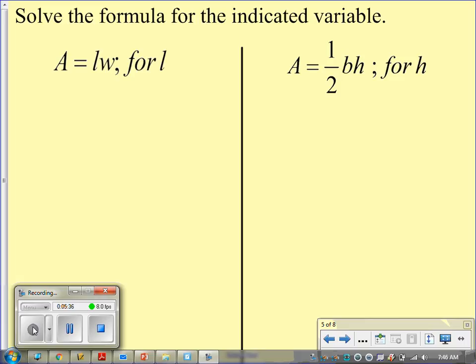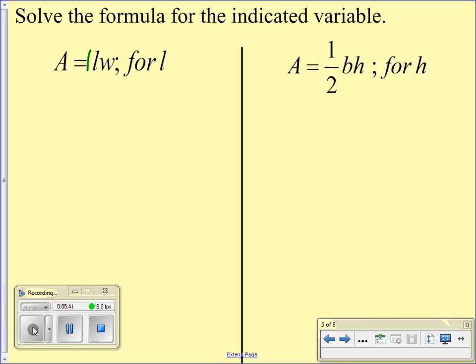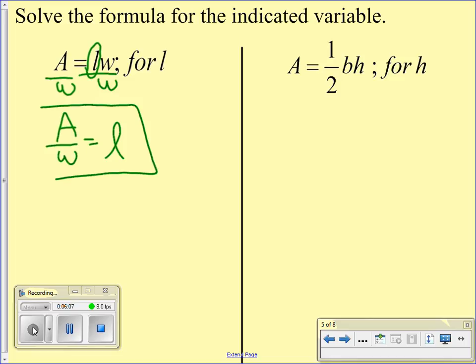In the first problem, it says A equals LW, and I need to solve for L. So I'm going to circle L. A equals L times W is what I'm looking at. So then the inverse operation for multiplication is division. So I'm going to divide by W on both sides, which is literally just moving it to the other side, so that I get A over W equals L. There's my final answer. A new equation, not a numerical answer, but a new equation.